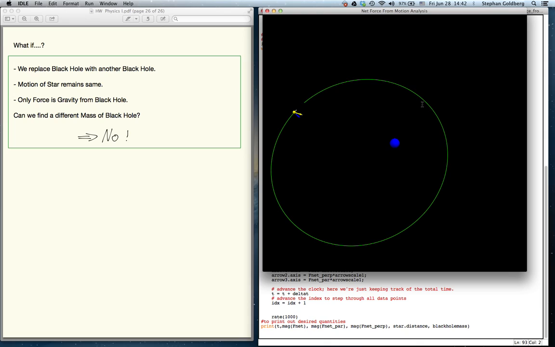Now another question was, what if we replace the black hole with another black hole, but the motion of the star orbiting it remains the same, and the only force acting on the star was the gravity from the black hole? Could we find a different mass of the black hole? No. The answer has to be no, because we would see a change in the motion of the star orbiting the black hole. So if the motion doesn't change, we have to assume that the mass and the position are the same.